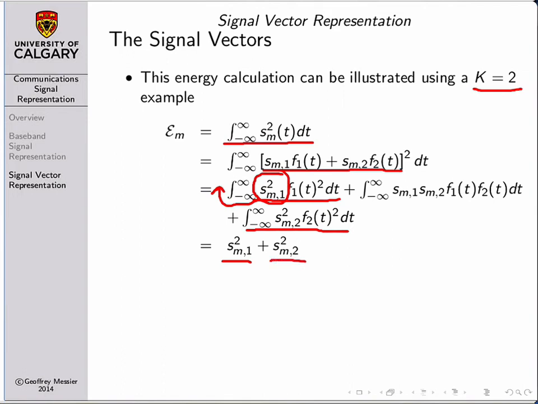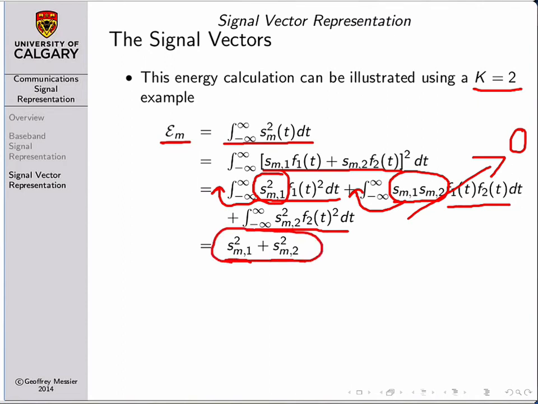And what happened to our cross term here? Well, again, these are just constants, so they go out front. And then we have the integral of F1 times F2. But remember, because these signals are orthonormal, they have to be orthogonal to each other, right? So if you multiply the two of them together and you integrate, you get 0. And so that just means this cross term goes to 0. And so we end up getting the energy of our signal being equal to the sum of the squared values of our signal vector contents.